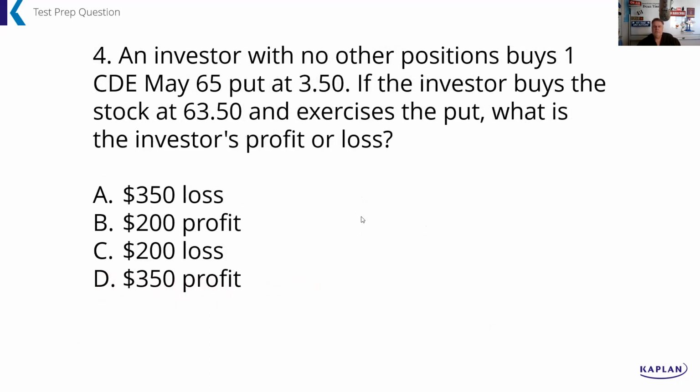An investor with no other position buys one CDE May 65 put at 3.5. If the investor buys the stock at 63.5 and exercises the put, what is the investor's profit or loss? So whenever I got a lot of things going on, I highly recommend to use a T.